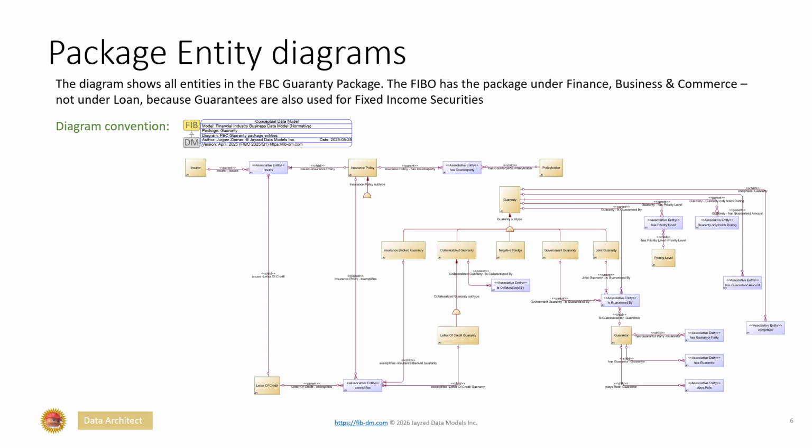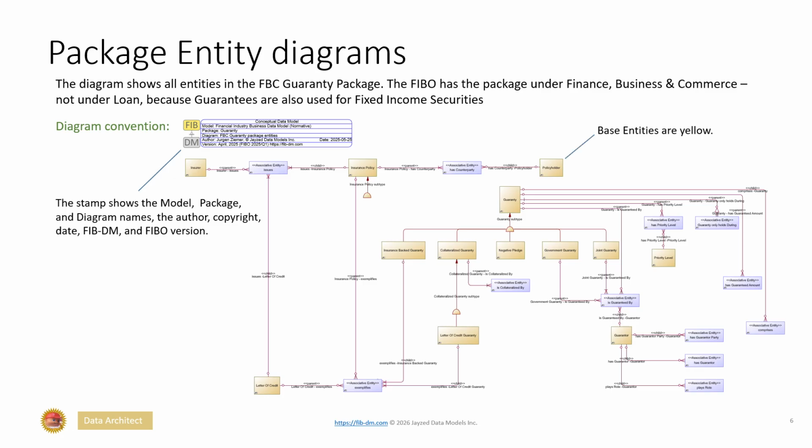And then there is a diagramming convention. We have a stamp that shows the model, package, diagram name, author, copyright and date, and also the FIB-DM and the FIBO version. Now, base entities are in yellow. That's a general FIB-DM diagram notation convention. And associative entities are in blue. I recommend using this coloring for your extension, because it makes it fairly easy to read the design.